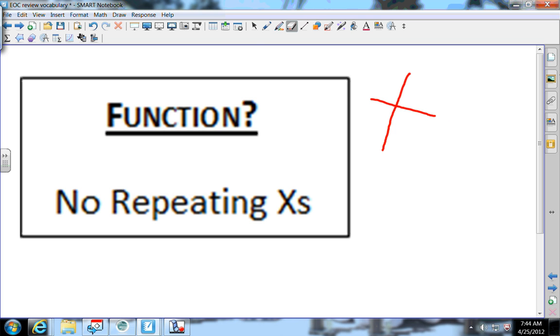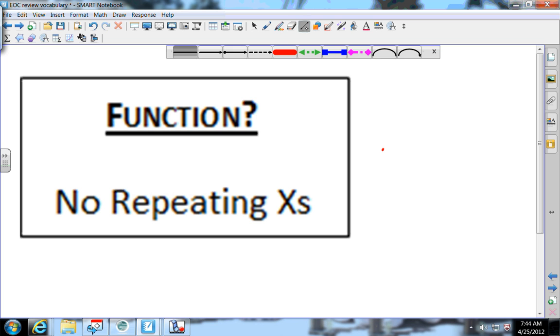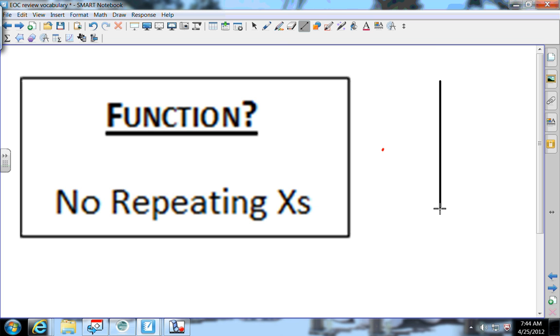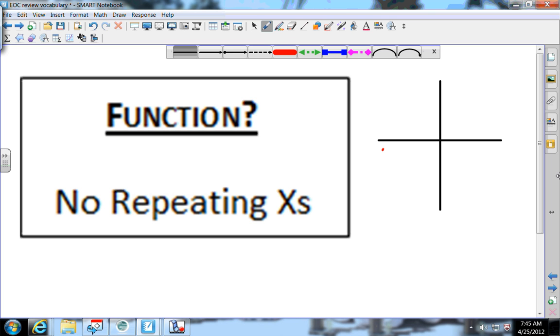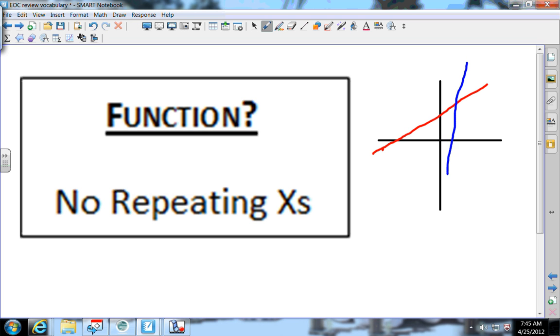So let me see if I can write this well here. Let me draw my lines. So here's my coordinate grid. One of the ways you know if it's not a function is the vertical line test. Remember, when we draw a vertical line, and it only touches your equation once, this is a function. Okay?